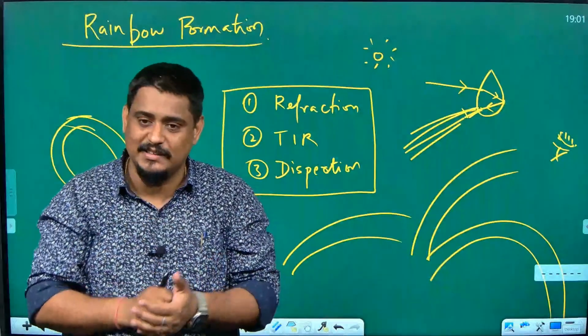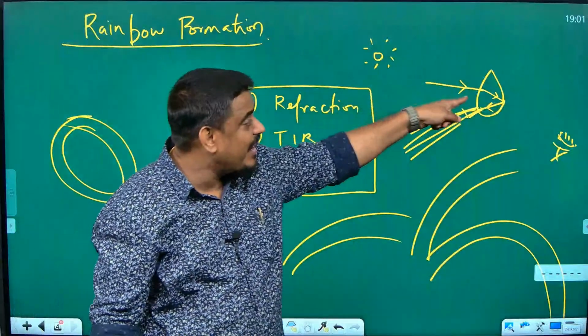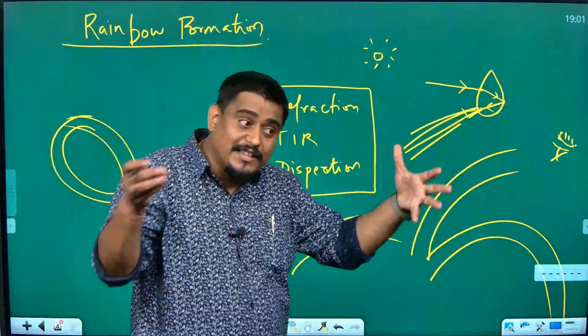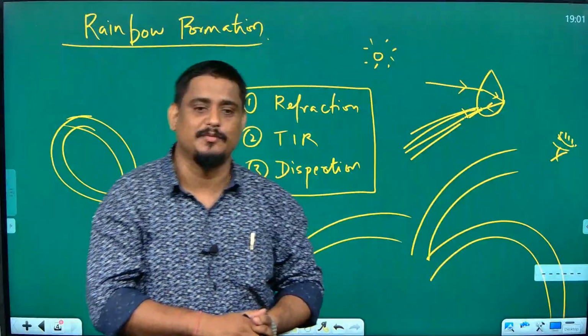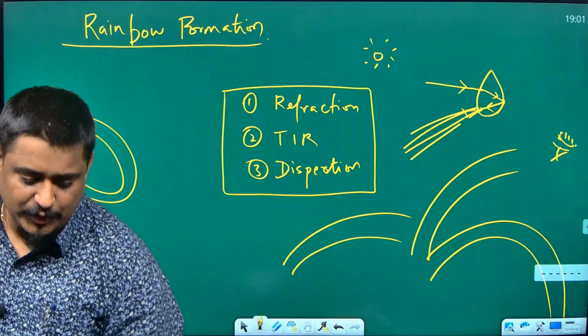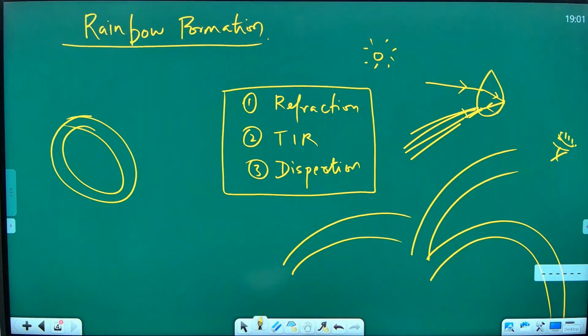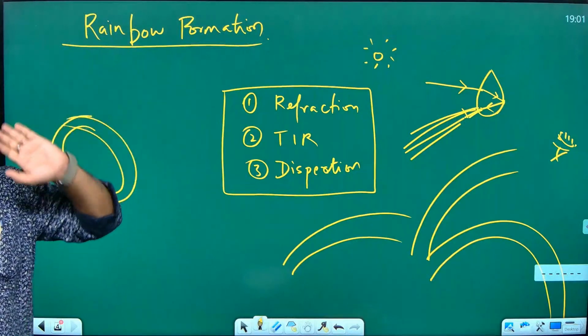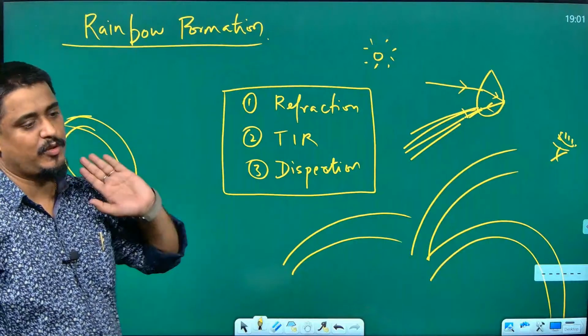See how many things are there. Only if the light ray has an angle more than the critical angle will it undergo TIR. So many factors are there. Only if everything is satisfied will you get a rainbow formation. Are you getting it? If the question comes, what are the phenomena required for rainbow formation? The answer is refraction, total internal reflection and dispersion of light.